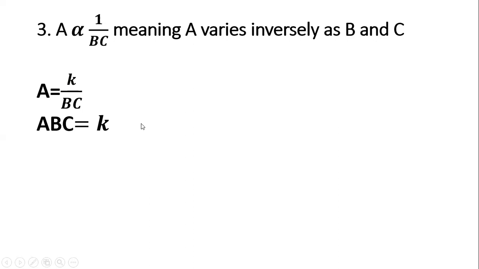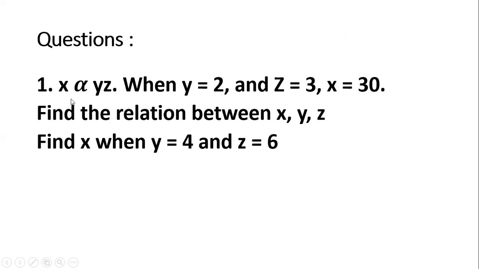So we have three aspects of the joint variation: two direct, one direct and one inverse, and two inverse. So we solve some questions. X varies jointly as Y and Z. When Y is 2 and Z is 3, X is 30. Find the relationship between X, Y, and Z. And then find X when Y is 4 and Z is 6.